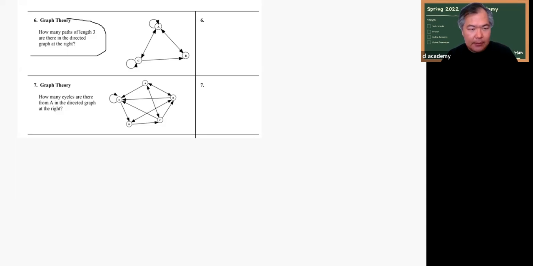Okay, so that means you have to first draw the adjacency matrix, and the adjacency matrix would have a length of 1. So if you were looking for a length of 2, you would have to square the adjacency matrix. Now this is asking for paths of length 3. So then what you have to do is cube the adjacency matrix.